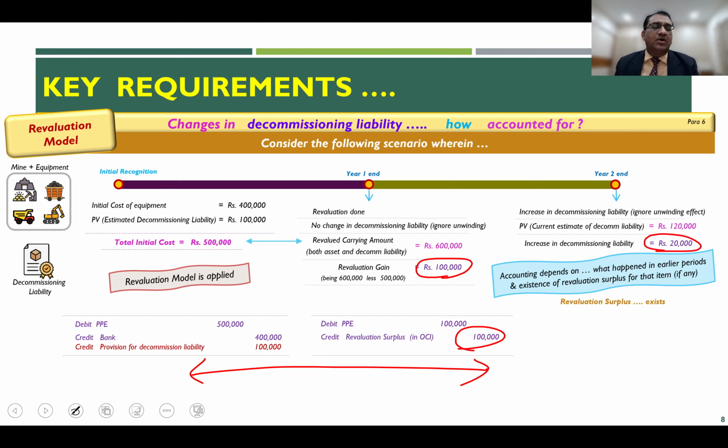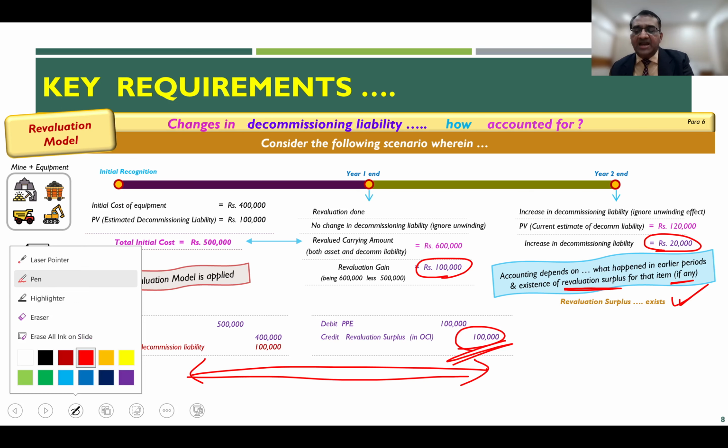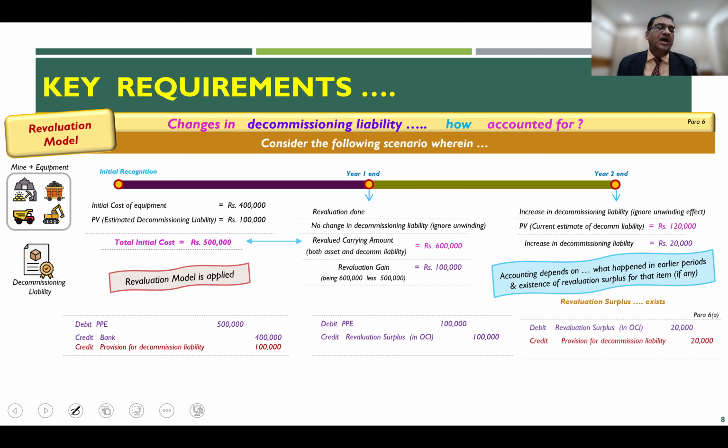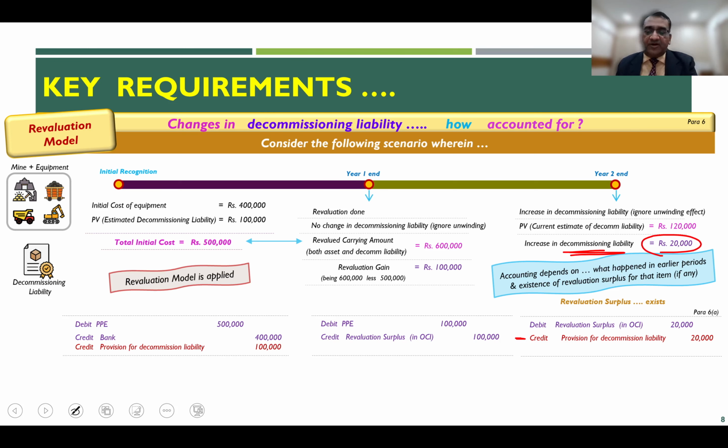And what we need to look at is what happened in the previous year and whether revaluation surplus for this particular item exists. In this case, yes, it does exist because we recorded 1 lakh rupees of revaluation gain in the earlier year. Because your decommissioning liability has increased by 20,000, you will have to credit provision for decommissioning liability, and therefore the balance of this liability will go up to 1,20,000, which is what you needed: 1 lakh plus the increase of 20,000 by way of the credit which you are recording.